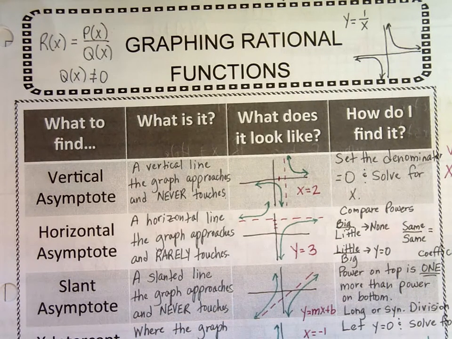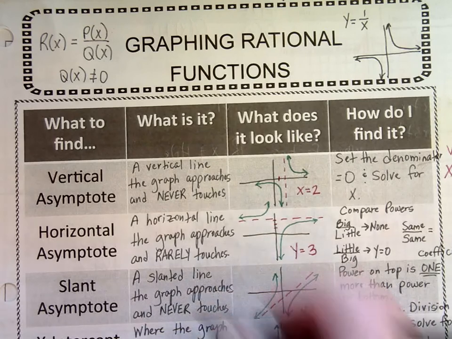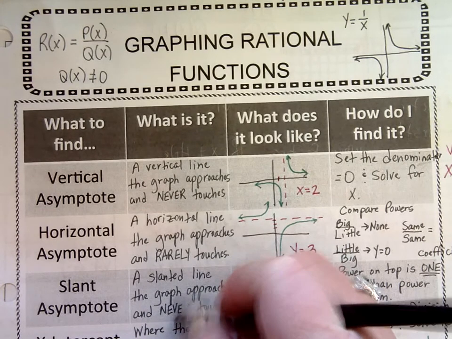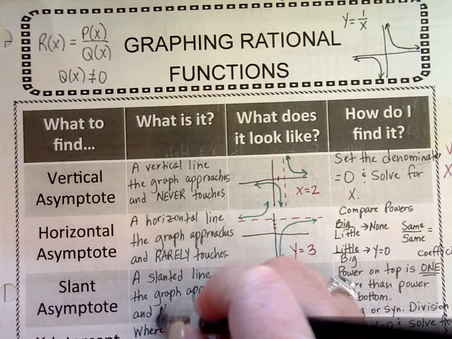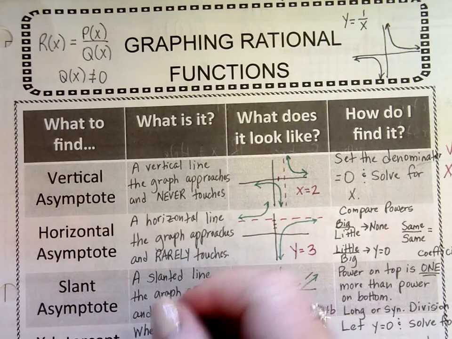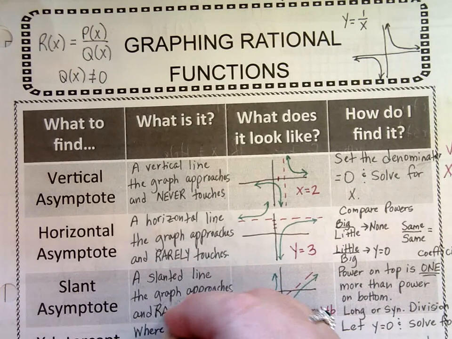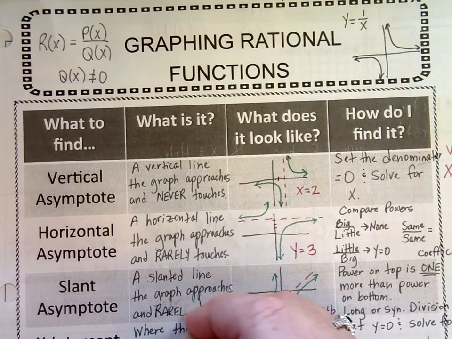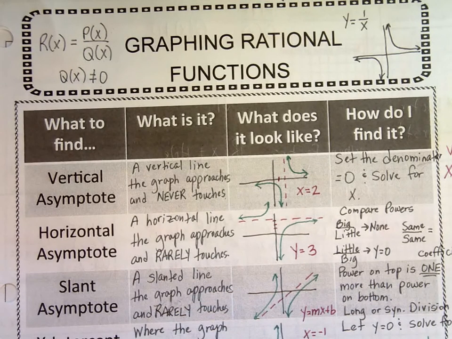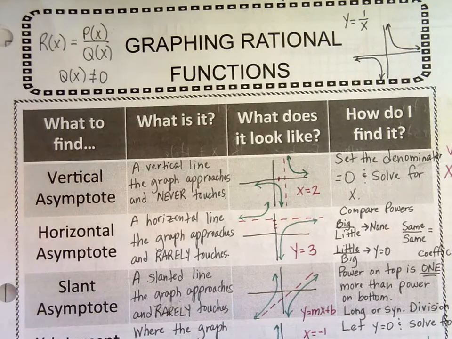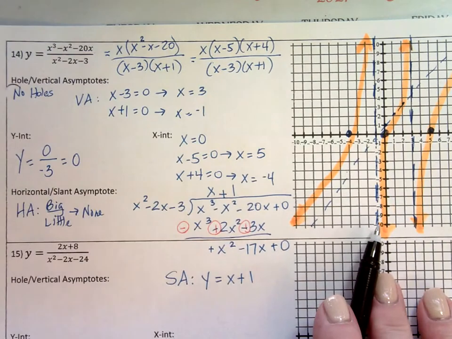We were wrong with the word never. We're going to fix that and call that rarely. Okay, so fix that on your graphic organizer. Rarely crosses it. This one happened to do that. Check him out in the middle. He crossed right on over that darn slant asymptote, didn't he?